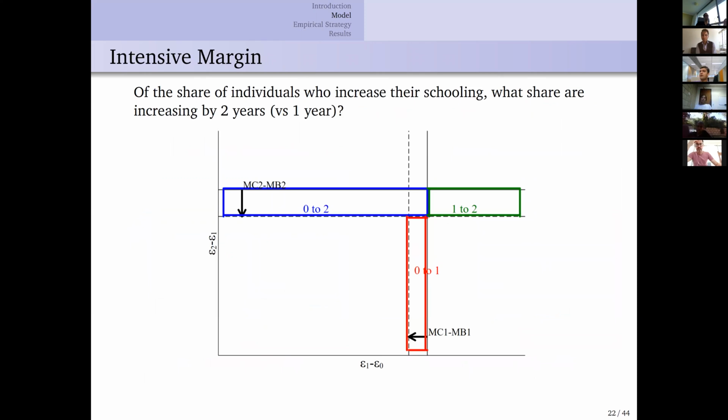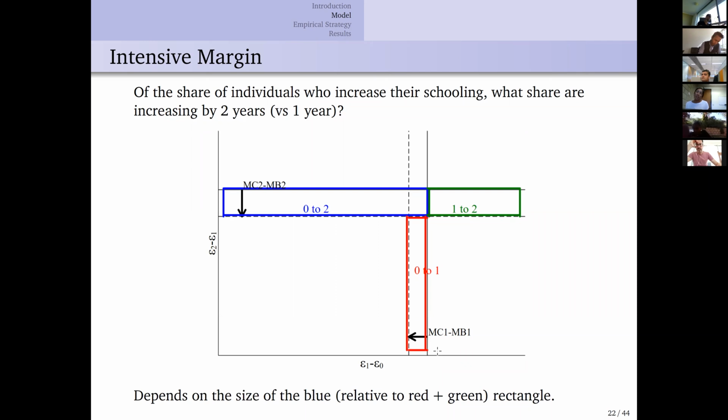But the other thing I'm interested in is the intensive margin, and I'm going to think about the intensive margin in the following way. Of the share of individuals who do increase their schooling, what share are increasing by 2 years instead of 1 year? A simple way of answering this question is by saying, well, this depends on the size of the blue rectangle relative to the red and the green rectangles here.